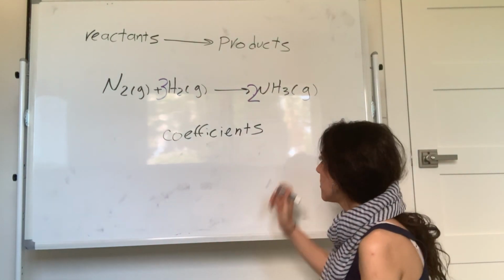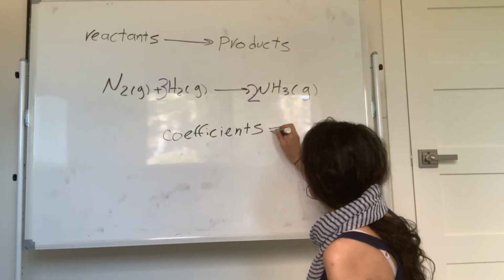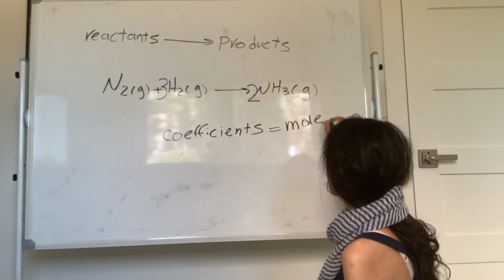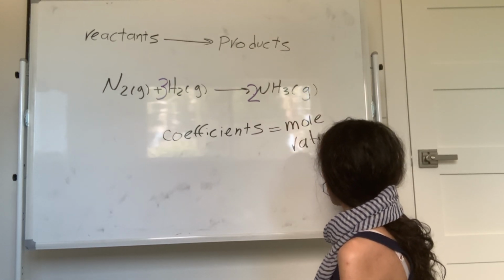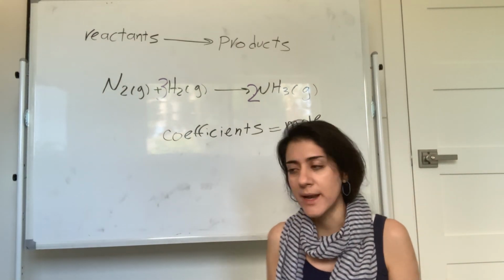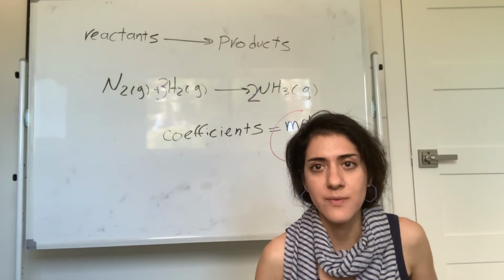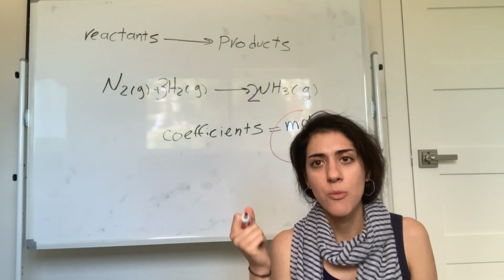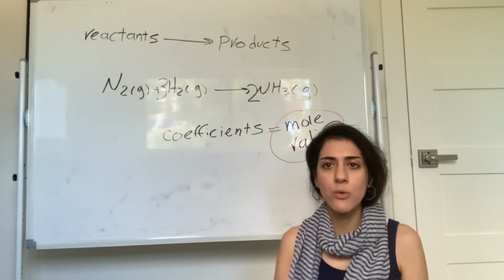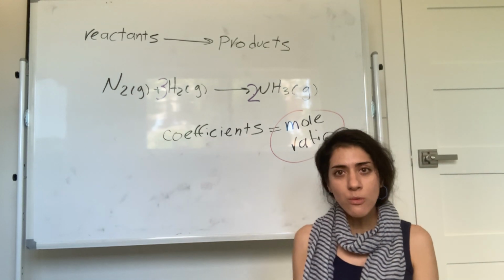mole ratio. So what do coefficients mean? Coefficients mean mole ratio. And later on we're going to come back to this, but I need you to really remember that. So let's say it together, even though I can't hear you. What does coefficient mean? Coefficients mean mole ratio. Coefficients are the mole ratio.